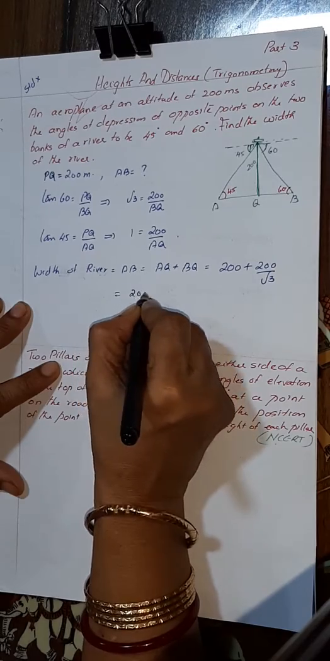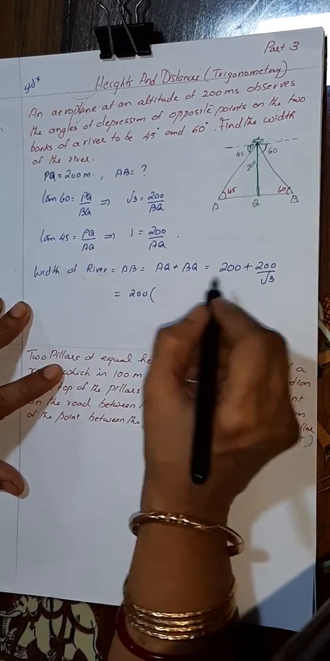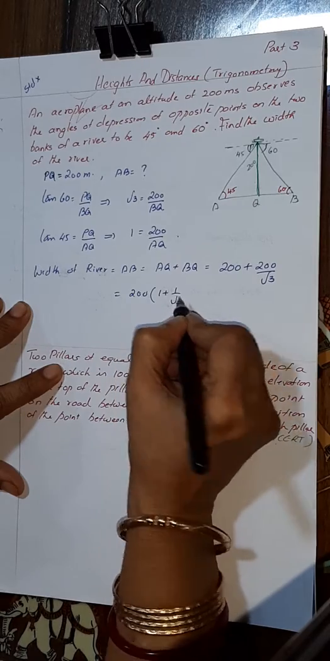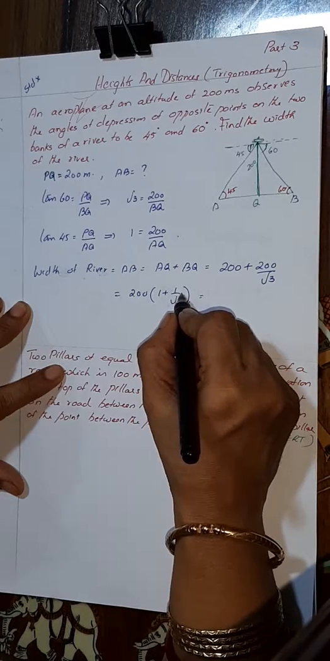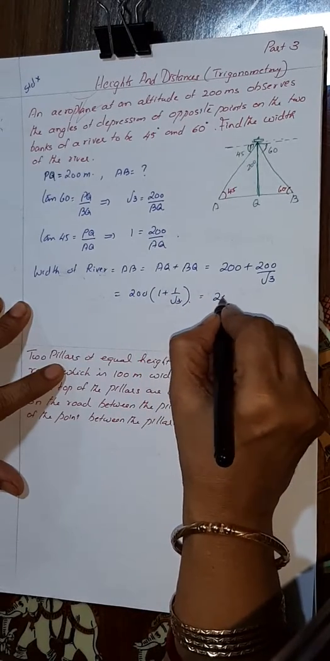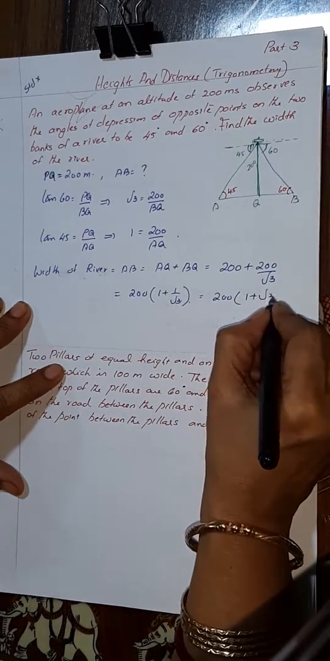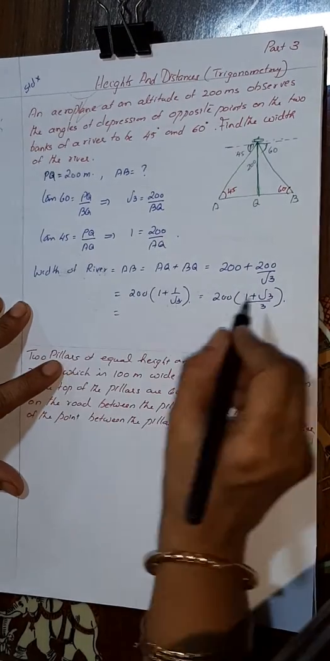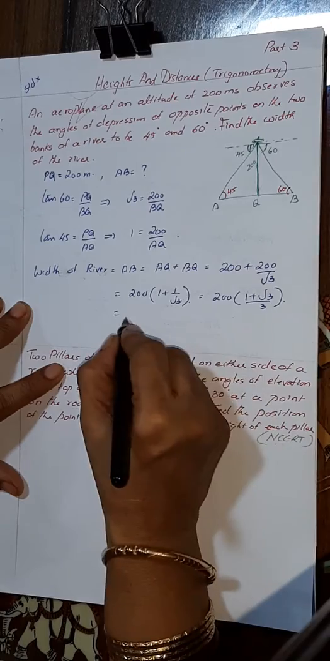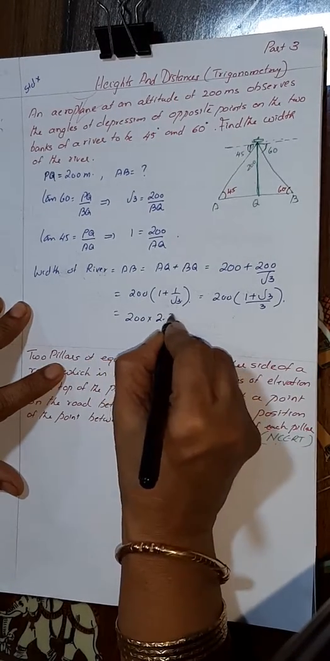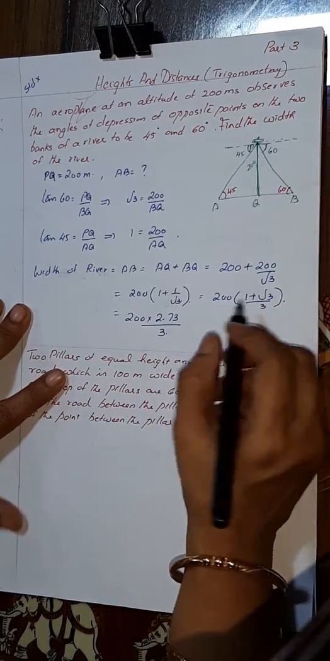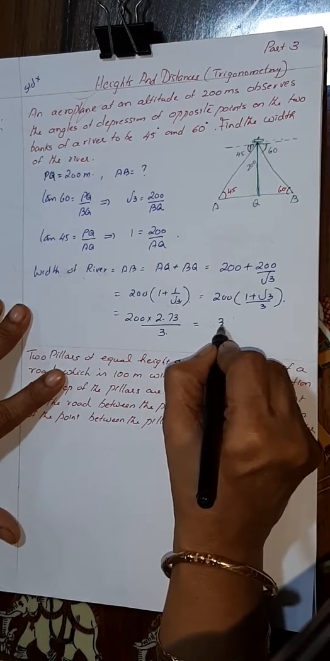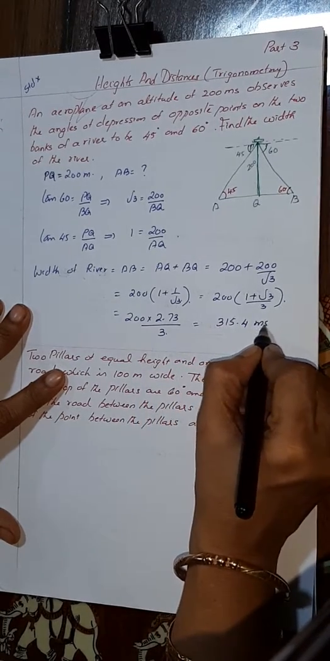So we will take 200 out. So 1 plus 1 by root 3. So this can be rationalized. So root 3 by 3, it will become root 3 by 3. So 200 into 1 plus root 3 by 3, that is 1.73. So 2.73, 200 into 2.73 by 3. So you will get this as 315.4 meters.